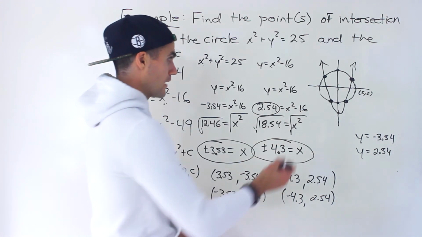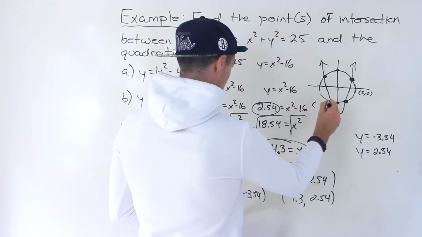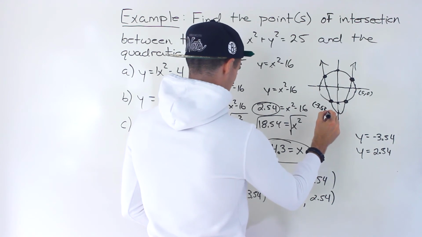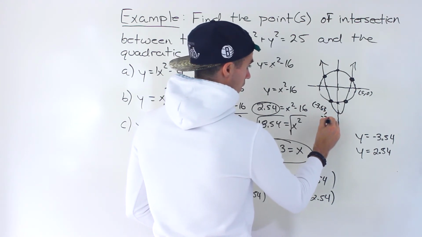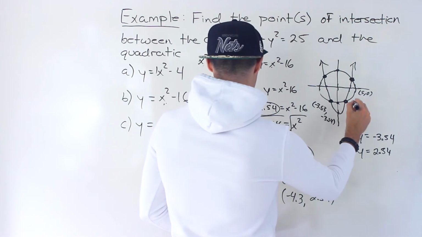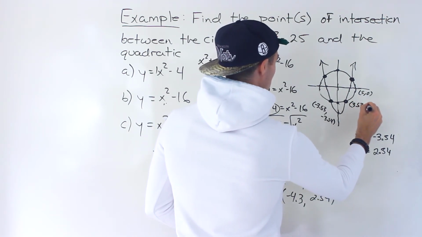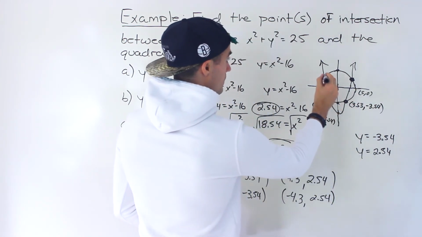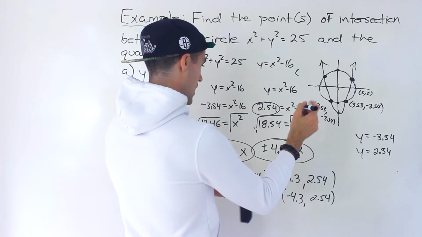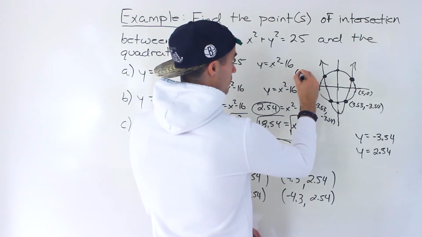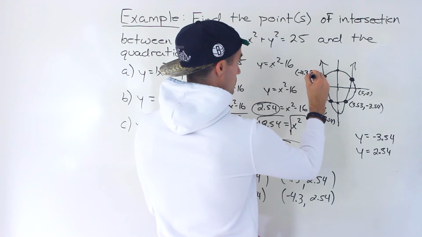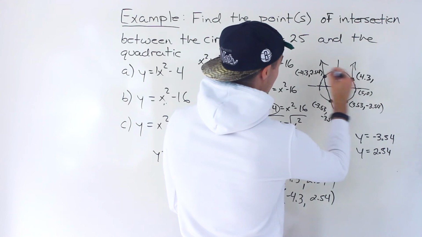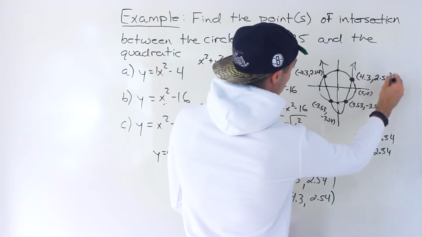Okay, so for the negative y value, that's both of these. So this point here would have a negative x value, so it would be negative 3.53, negative 3.54. And this point would be positive 3.53, negative 3.54 for the y value, right? Both of these have the same y value. This one over here, we'd have a negative x value, negative 4.3, and then we'd have a positive y value, 2.54, and then this point would be positive 4.3, and then that same y value of positive 2.54.